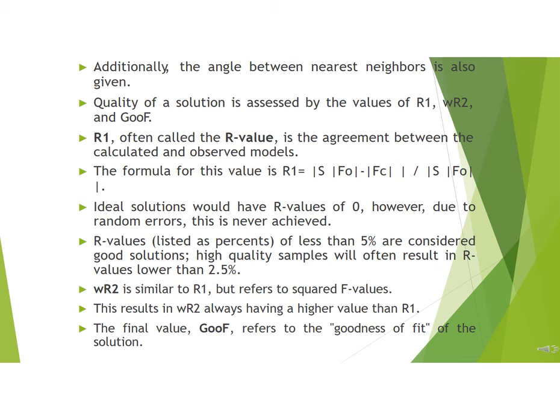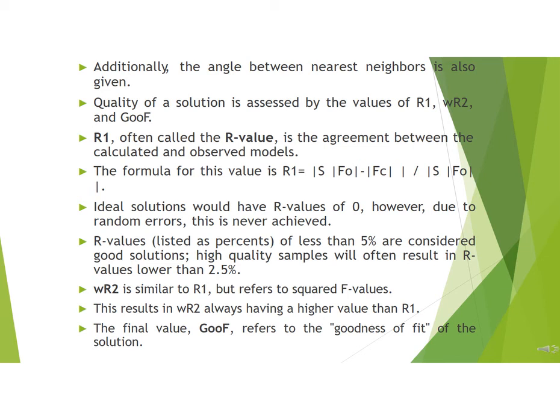It was found that the R value for the ideal solution is 0, but this can never be achieved due to random error. Solutions having R values less than 5% are considered good solutions, while samples having R values less than 2.5% are high quality samples.